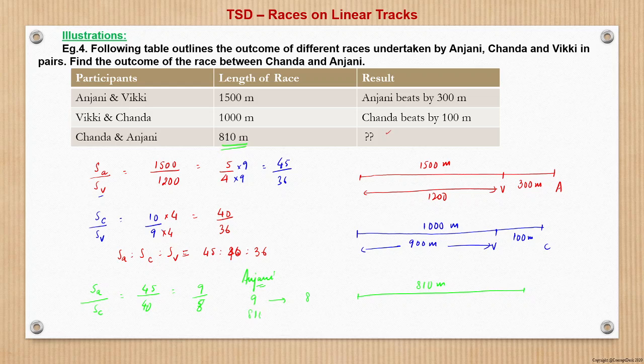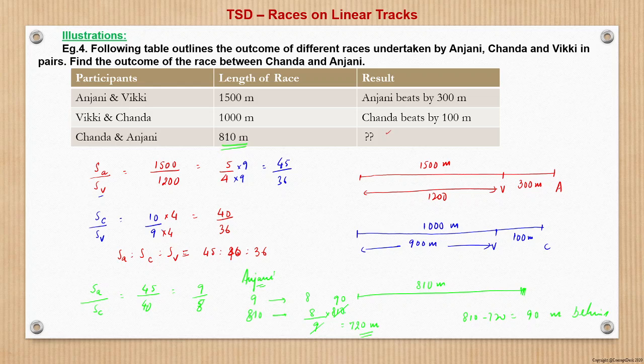So when Anjani covers 810 meters, the full race, at that time let us see where Chanda is. She would be at 8 by 9 into 810, which is 720 meters. So now see here, the question is quite clear. When Anjani has covered 810 meters, that is at the end of the race, at that time Chanda is at 720 meters. So how much behind is she? She is 810 minus 720, which is 90 meters behind.